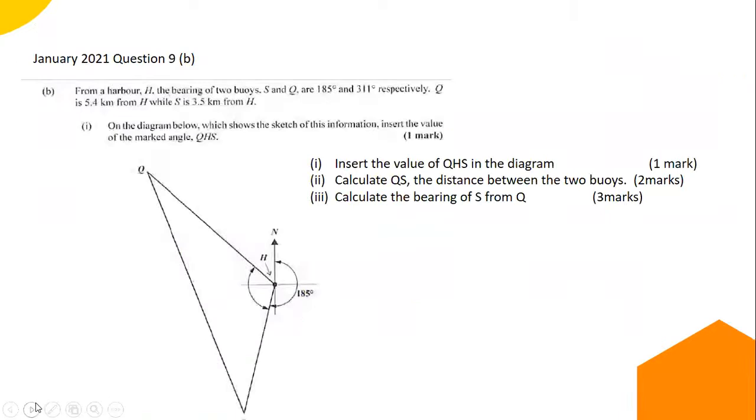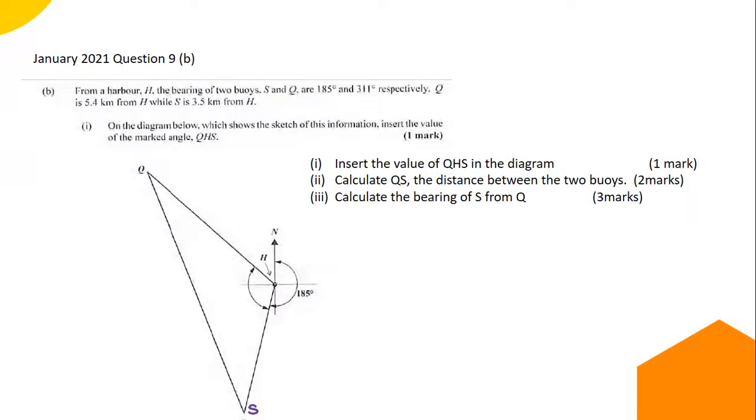This one is the January 2021. We are on bearings. The topic is bearings. So let's see what the question says. From a harbor H, the bearing of two buoys, S and Q, are 185 and 311. So they only give us the 185. We have to determine where the 311 goes, respectively. So from H, we are going to S. So this point here is S.